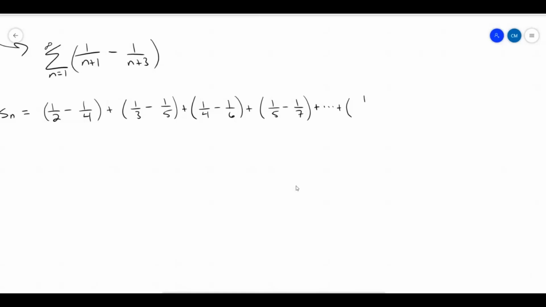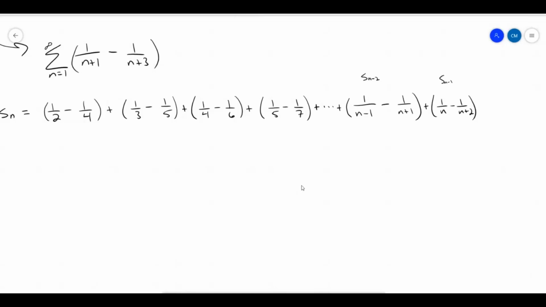It's going to be the term that I get when I replace n with n minus 2. So I'll have an n minus 1 there and an n plus 1 there. So this is the Sn minus 2 term, okay? And then I'm going to have the Sn minus 1 term. And that's going to be 1 over n minus 1 over n plus 2. This is the Sn minus 1 term.